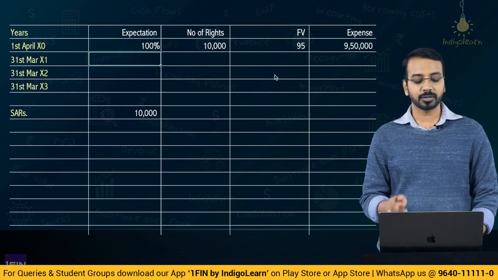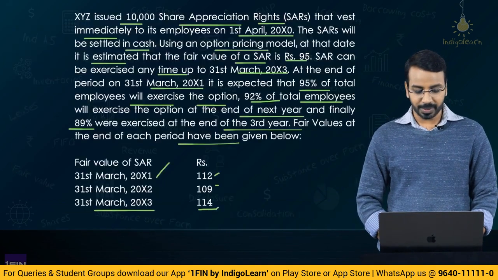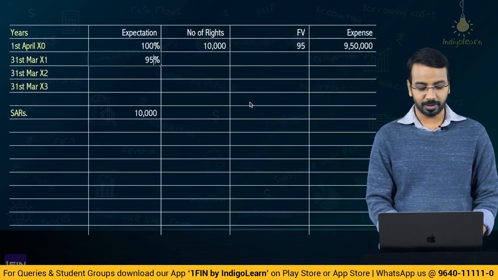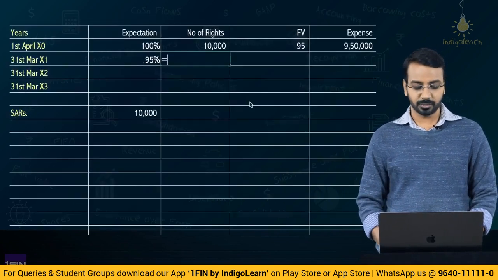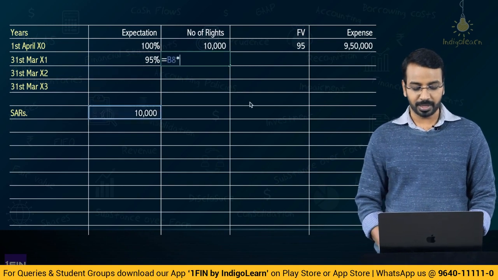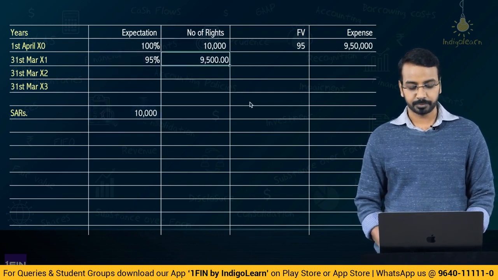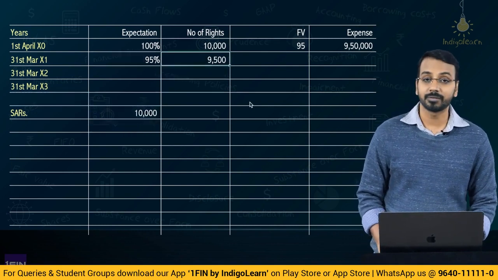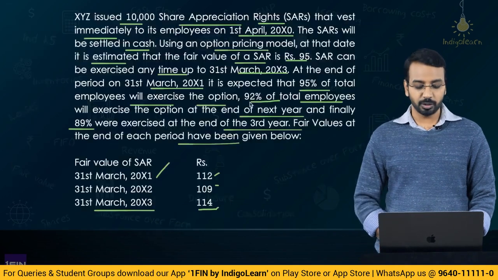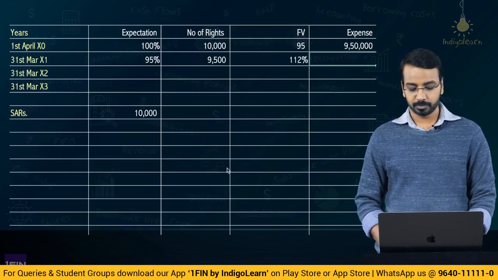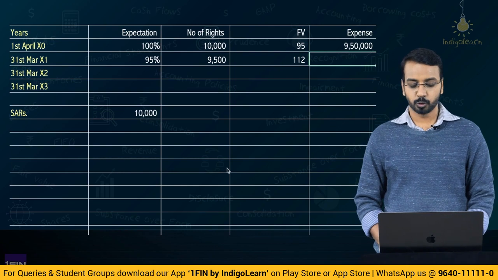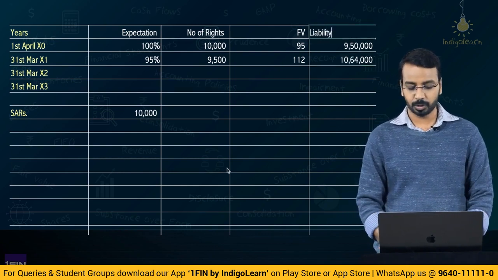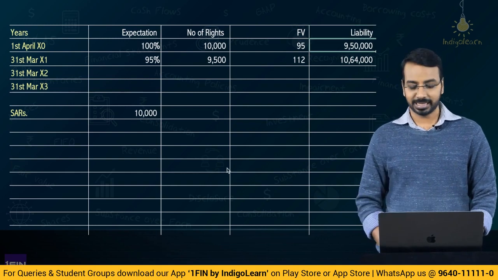Then on 31st March of year 1, what is the expectation? The expectation is that 95% will exercise. So how many rights will be exercised? 10,000 multiplied by 95%, that comes to 9,500, and fair value on that date is 112. So the total expense, or the cumulative liability, I will put it as liability. Cumulative liability will be 10,64,000.